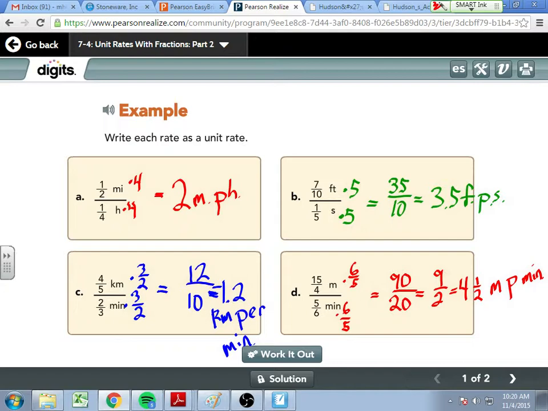So couldn't B also be reduced? Yeah, which is still 3.5. No, that's 7 halves, not 7/5. This could be 7 halves if you reduce by 5, dividing by 5 on top and bottom. But 7 halves is 3.5. Questions on any of these? Cool. Try the got it on your own.